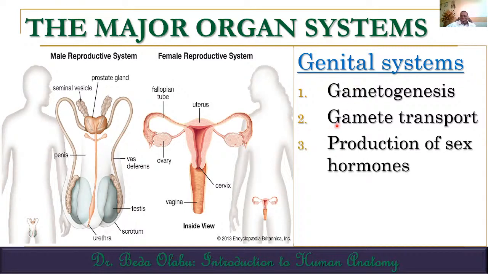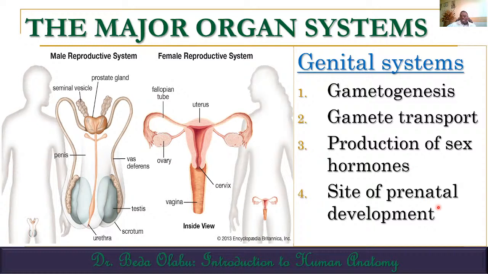The genital system is also important in production of sex hormones. Estrogen, progesterone, testosterone, dihydrotestosterone. These are sex hormones which are produced by the organs of the reproductive system, in particular the gonads, which are referring to the testes in males and ovary in female.